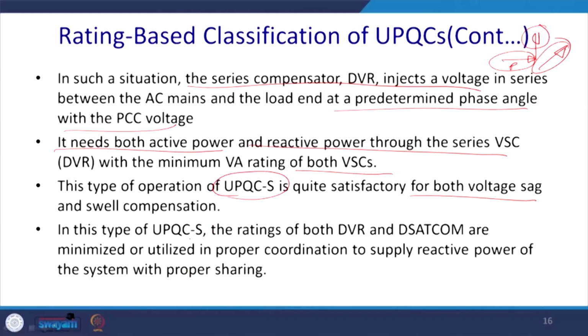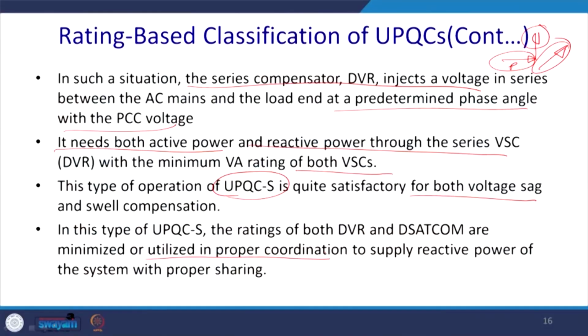If you have more of a sag problem, then you use it as a UPQC-Q mostly. Moreover, in this type of UPQC-S, the ratings of the DVR and DSTATCOM are optimized, and thus you require the minimum BOM cost, something like that. So, minimize or utilize in a proper condition to supply reactive power of the system, for proper sharing of the rating of the DSTATCOM and the DVR. This flexibility is possible. So, let us see how it operates.